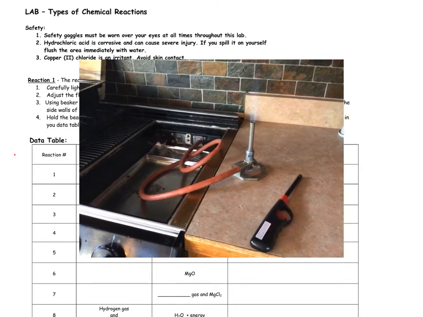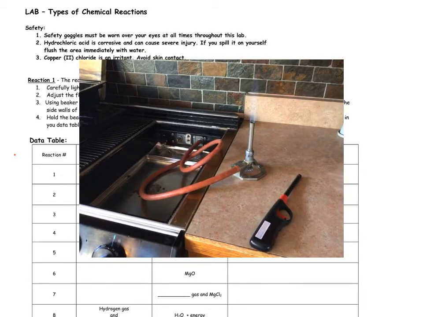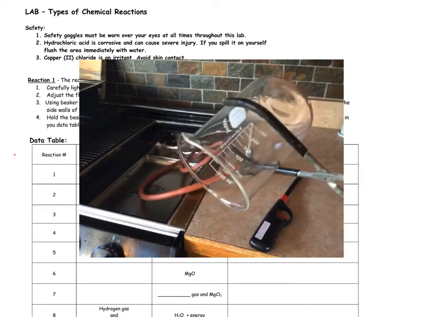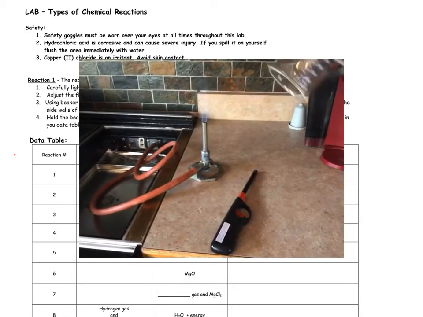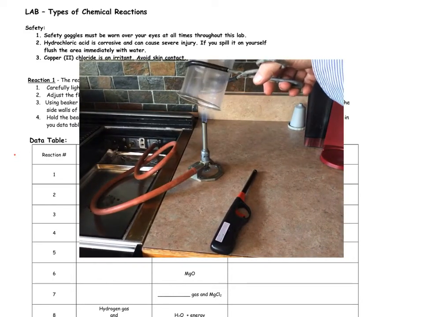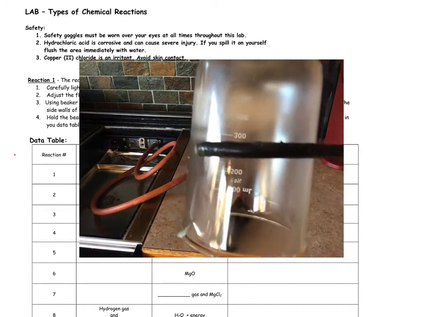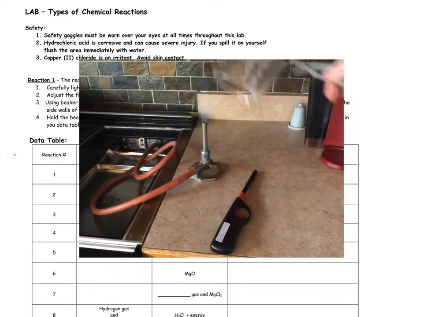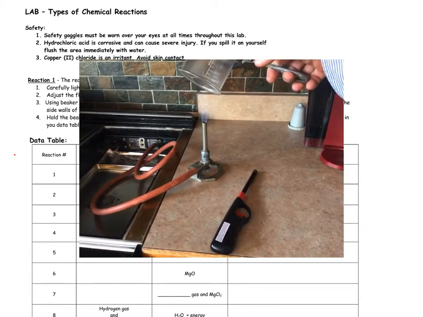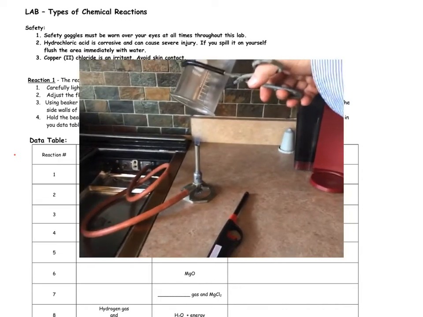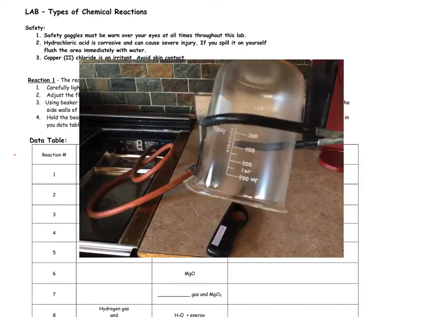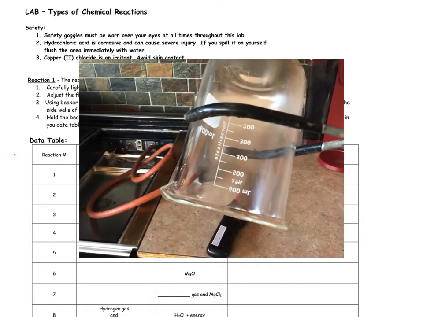Now what we want to observe here is the beaker. We're going to take the beaker with a beaker tongs and hold it over the flame, and notice the condensation that occurs inside the beaker. That is demonstrating that water vapor is being produced in the chemical reaction.